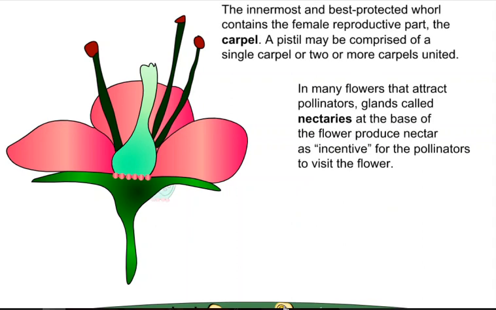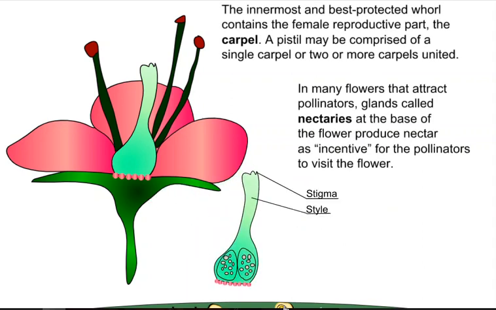The innermost and best protected whorl contains the female reproductive part, the carpel. A pistil may be comprised of a single carpel or 2 or more carpels united. In many flowers that attract pollinators, glands called nectaries at the base of the flower produce nectar as incentive for the pollinators to visit the flower. The carpel has the stigma, the style, ovary, ovules, and nectaries.